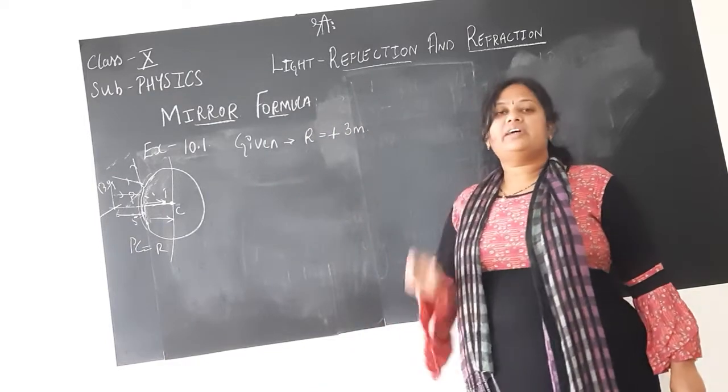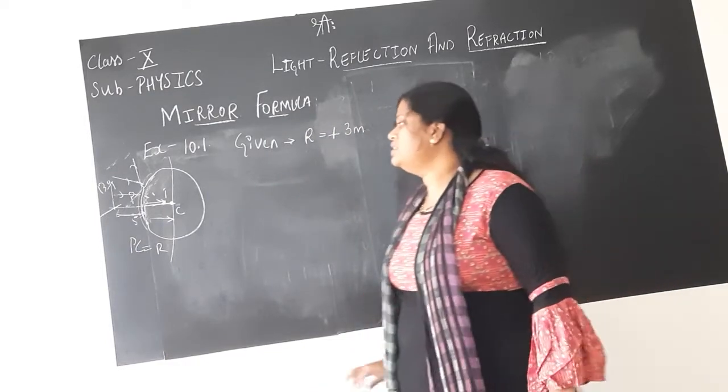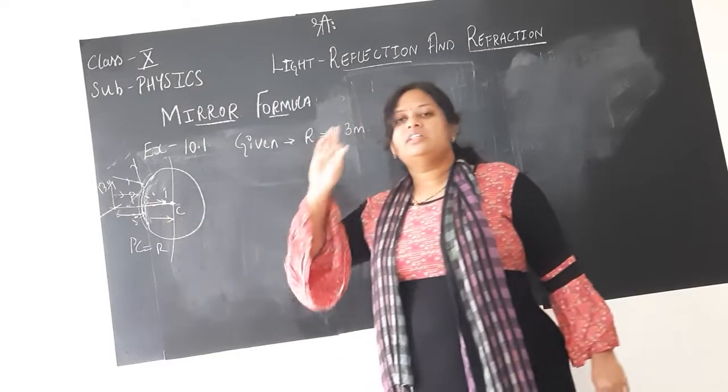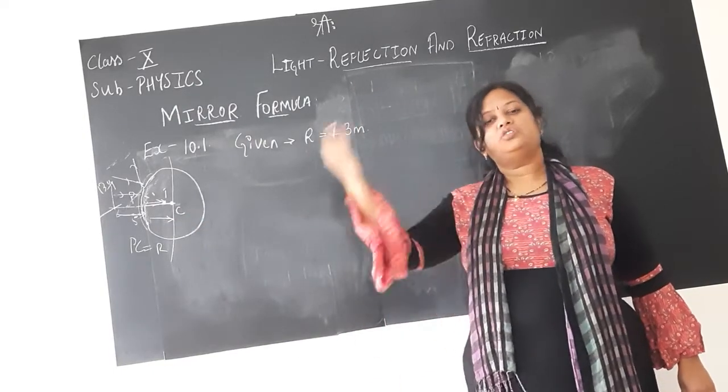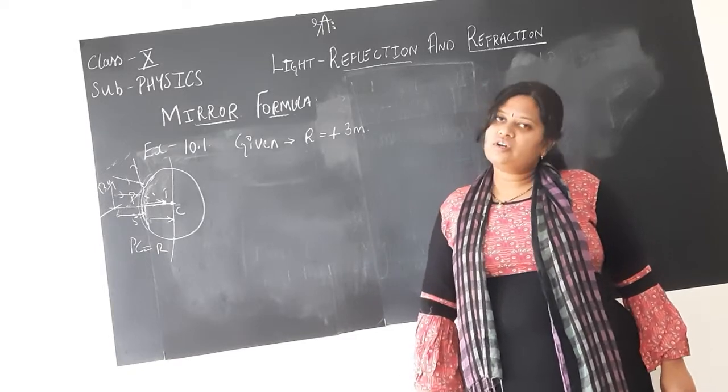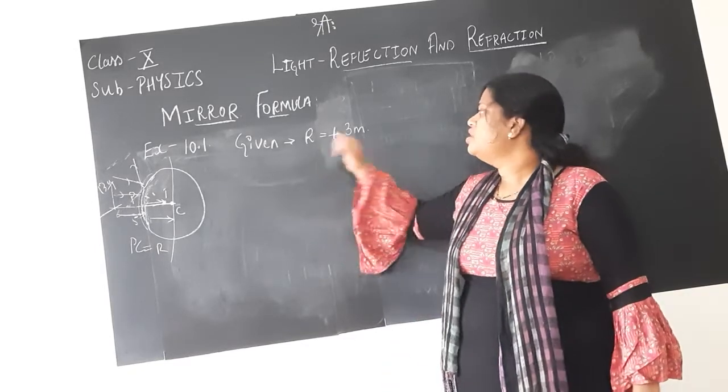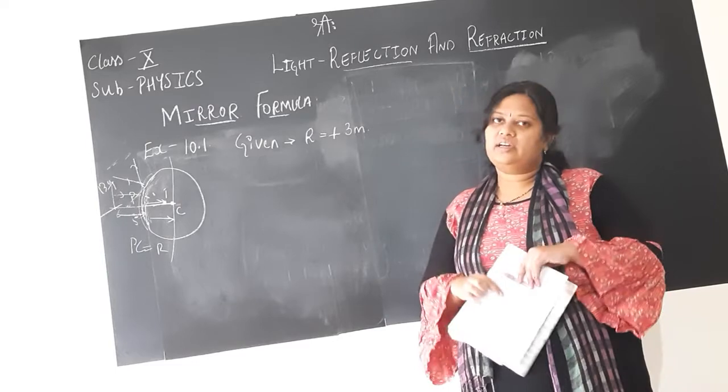Here I will write it as plus 3 meter. The reason is simple. For convex mirror, the center of curvature is towards the right hand side. All the distances towards the right hand side are taken as positive according to sign convention. So R is plus 3 meter.